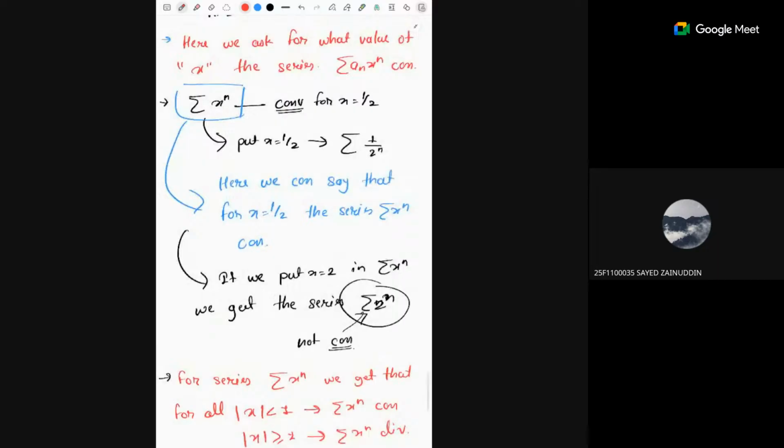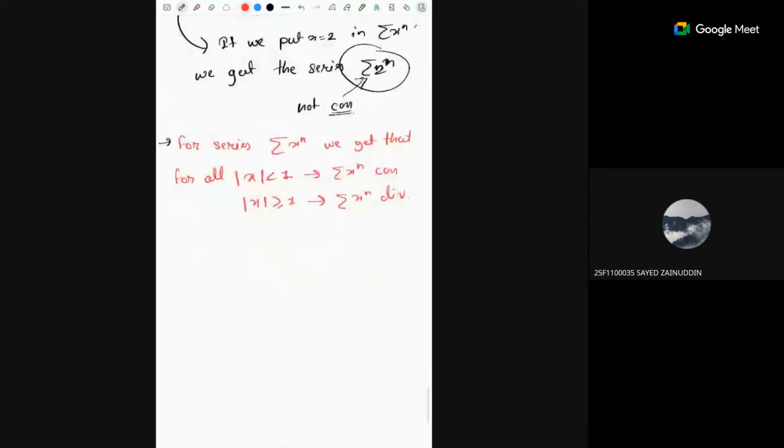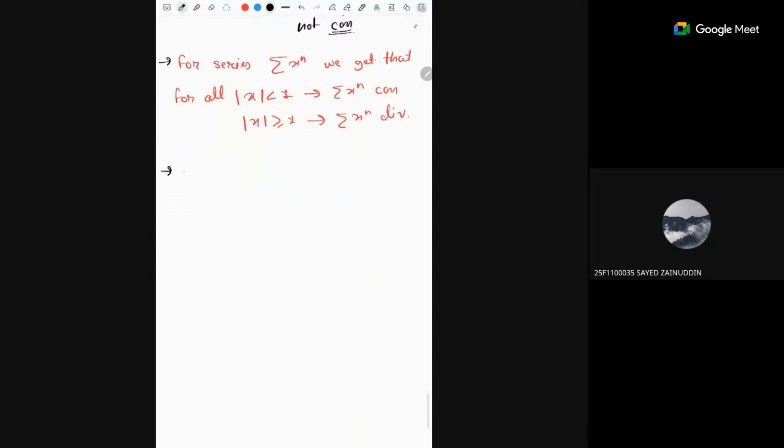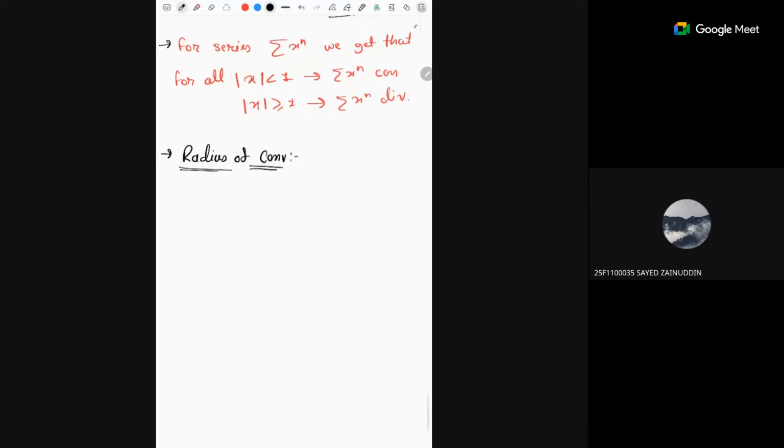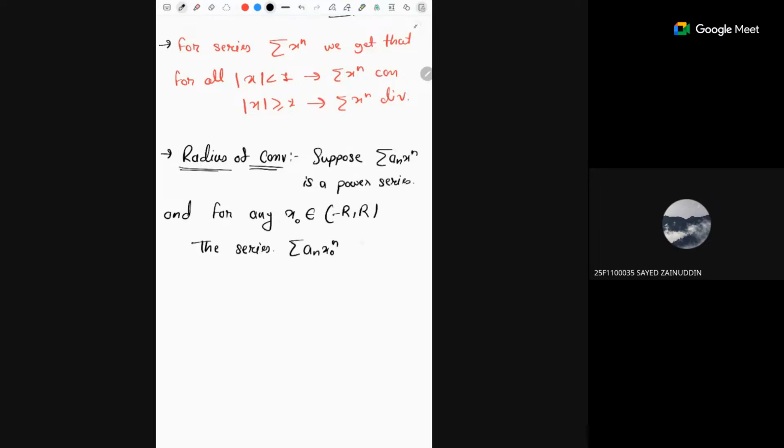Now finding that is actually finding the radius of convergence of a series. So let me see what the radius of convergence is first. The radius of convergence is that value of r for which, if you take any x value in the interval minus r to r, you will get a convergent series. So suppose summation a_n x^n is a power series, and I take x naught, any particular value from minus r to r.